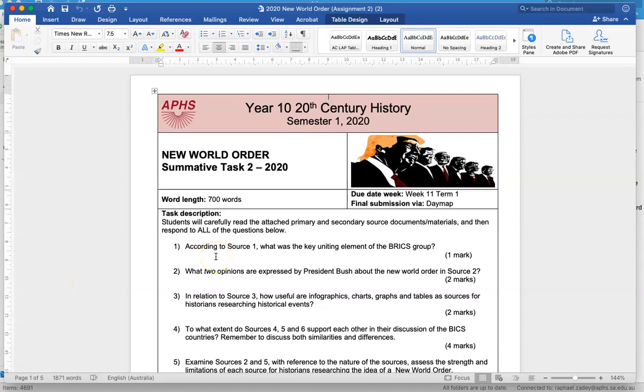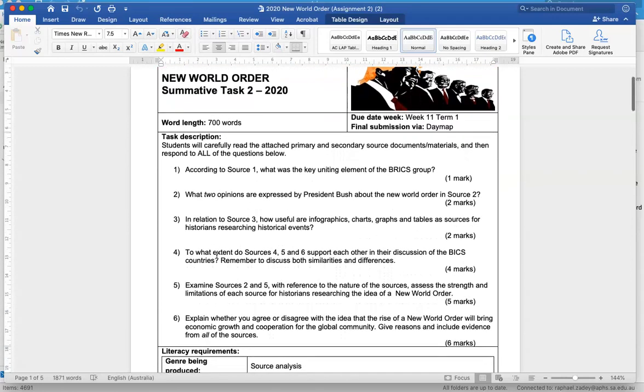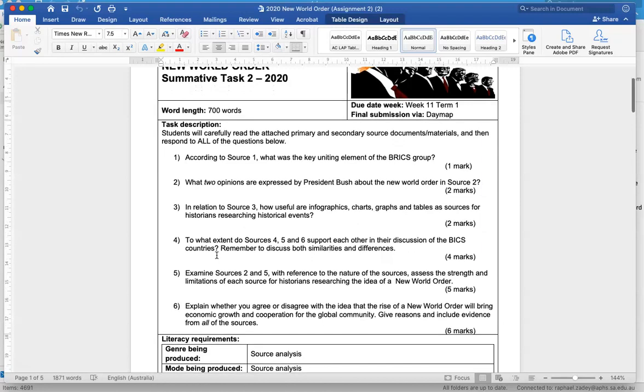Good morning. Today I want to talk to you about our second summative task, which is the 20th century New World Order source analysis. You can see the document in front of you. This is of course downloaded from the tasks section of DAMAP, summative task 2. Questions. There are 6 questions there.